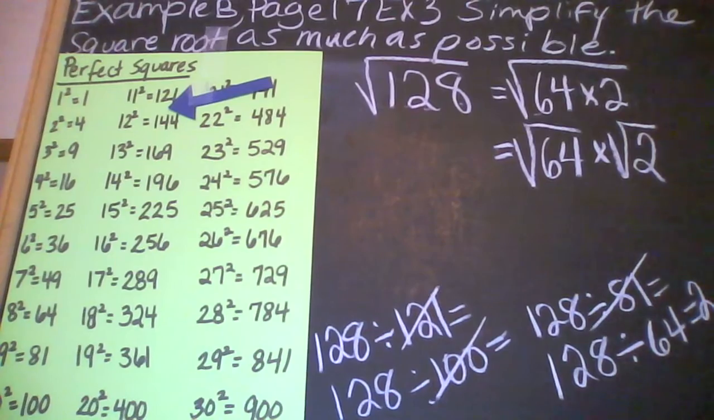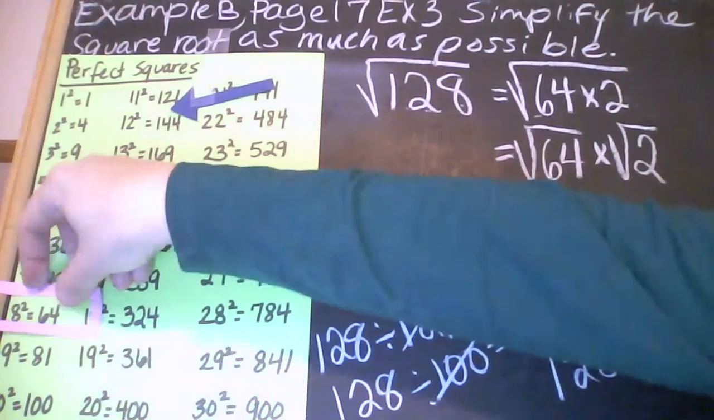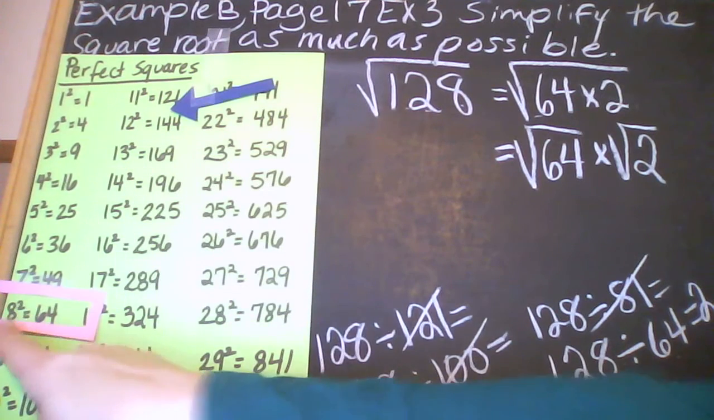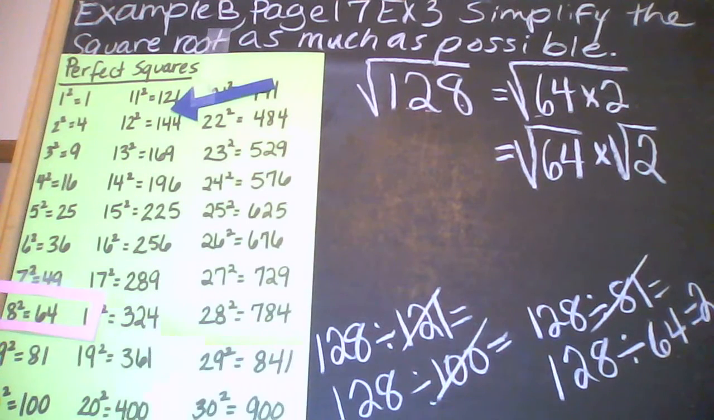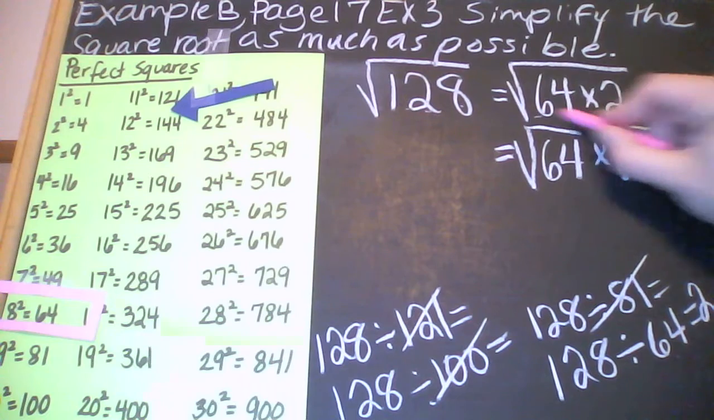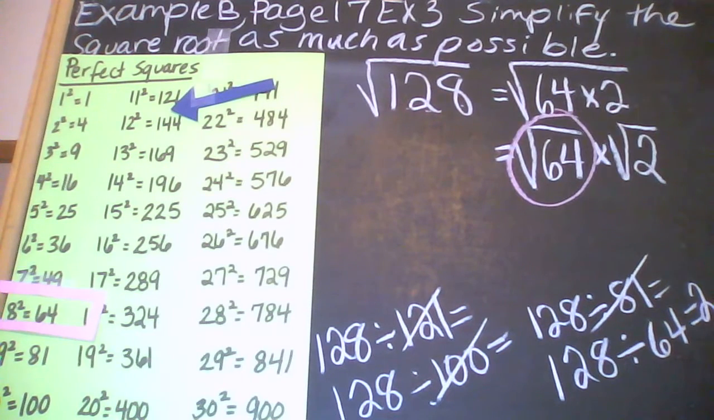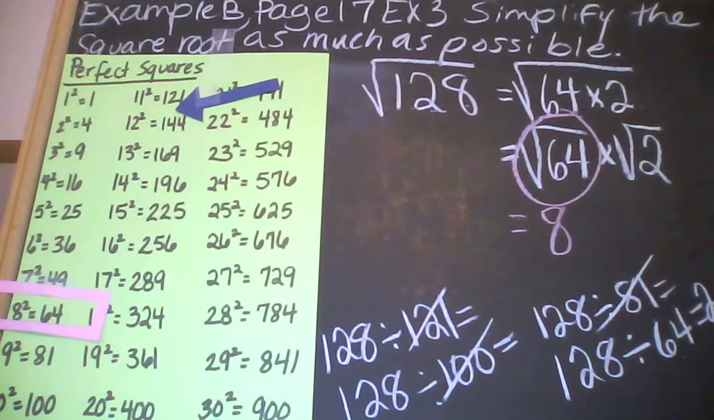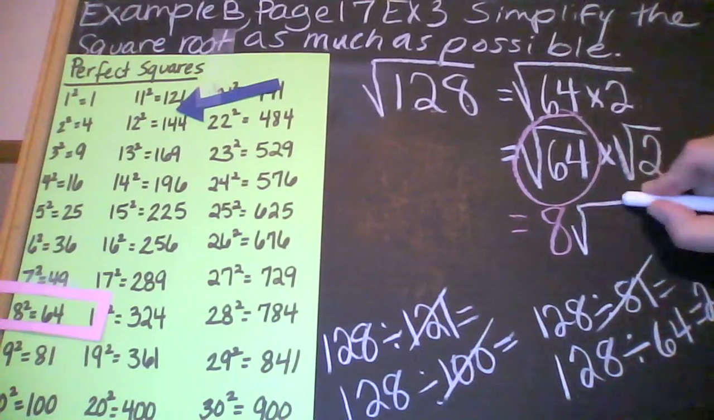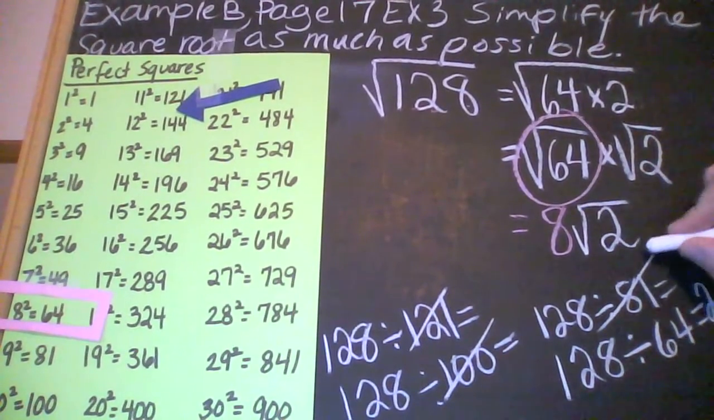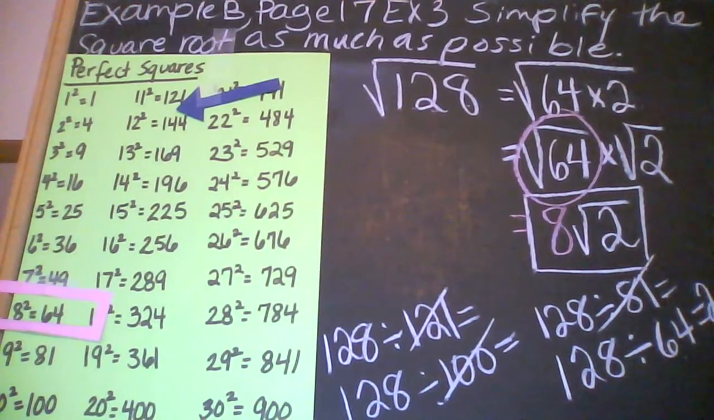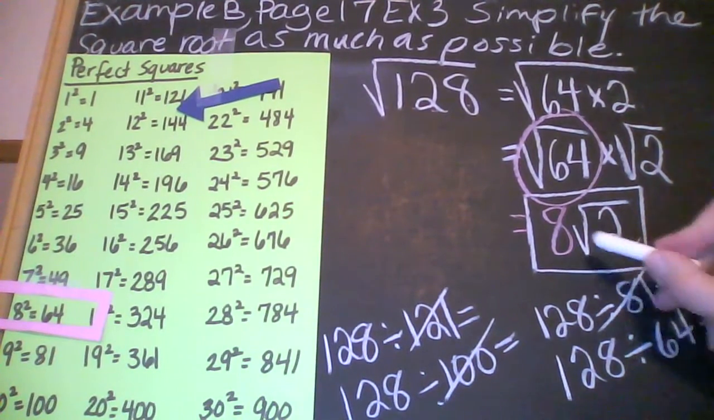Now we know that the square root of 64 is 8, because 8 times 8 is 64. So I'm going to evaluate the square root. The square root of 64 is 8. And then the square root of 2, 2 is not a perfect square, so I'm going to just leave this as the square root of 2. So my answer, when simplifying the square root of 128, is 8 times the square root of 2.